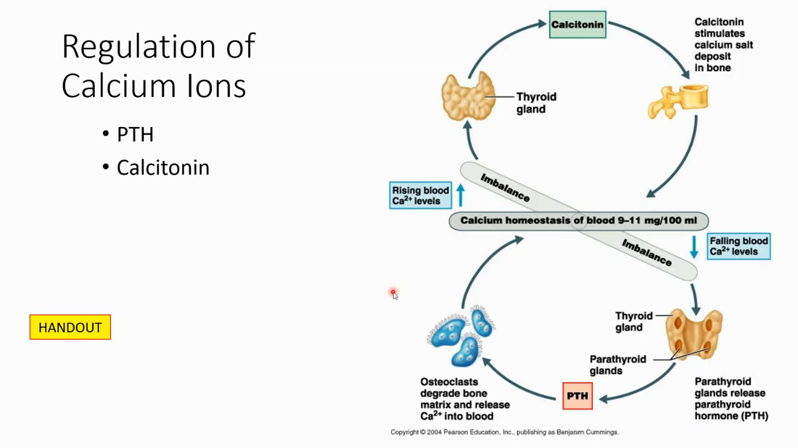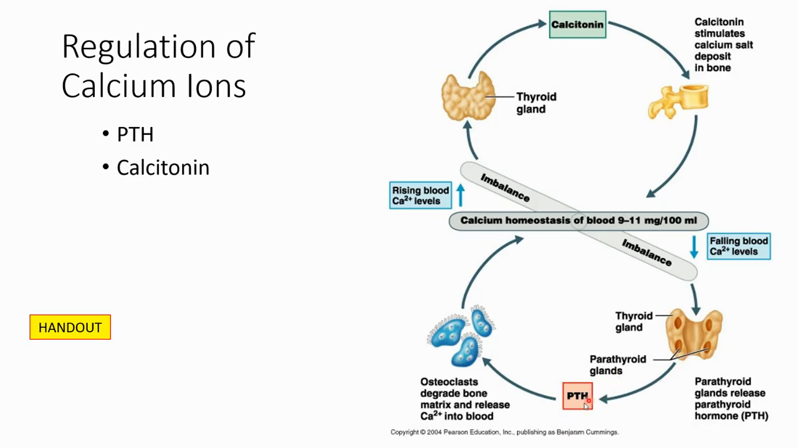Regulation of calcium. Regulation of calcium ions. You should have seen this handout multiple times. We're talking about if blood calcium levels rise, you need to know that the thyroid gland is going to detect that, secrete calcitonin, which is going to stimulate calcium deposits in the bone. You should also know that if blood calcium levels fall, that's going to stimulate the parathyroid glands, which sit behind the thyroid gland, embedded in the back of the thyroid gland.